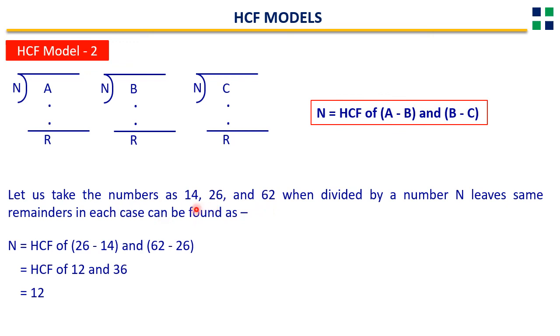देखो ये तीनों नंबर को अगर मैं 2 से भी डिवाइड करूं तो भी मुझे वही रिमाइंडर मिलेगा, या 4 से भी डिवाइड करूं तो भी वही रिमाइंडर मिलेगा. But we need to find the largest such number and that largest such number can be found by application of this model, which comes out to be 12.